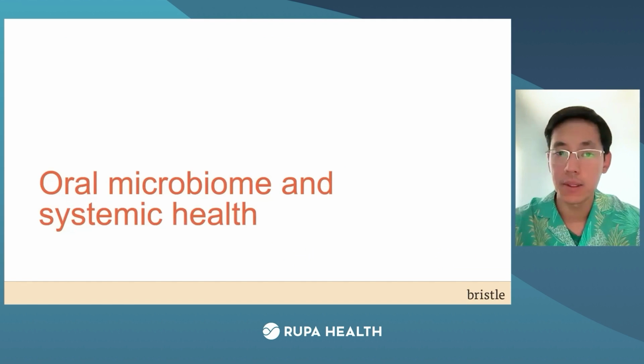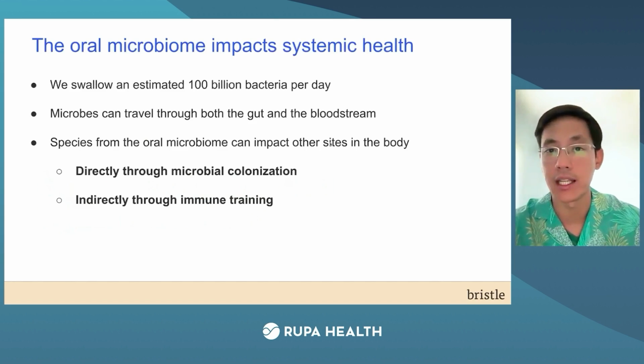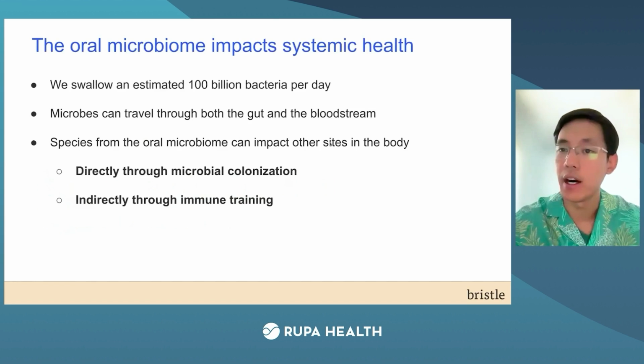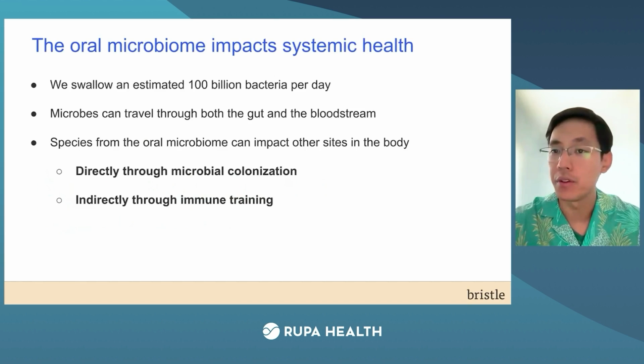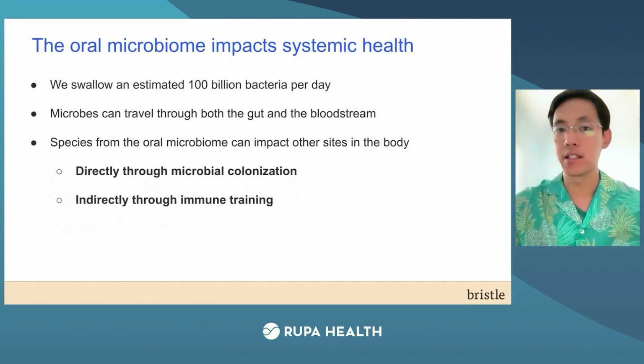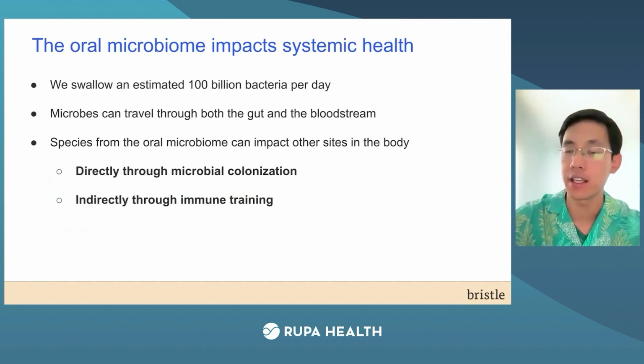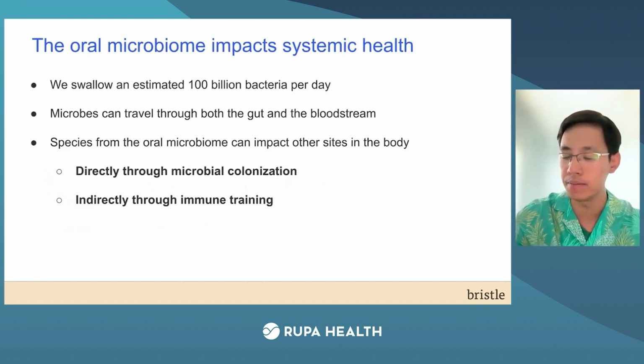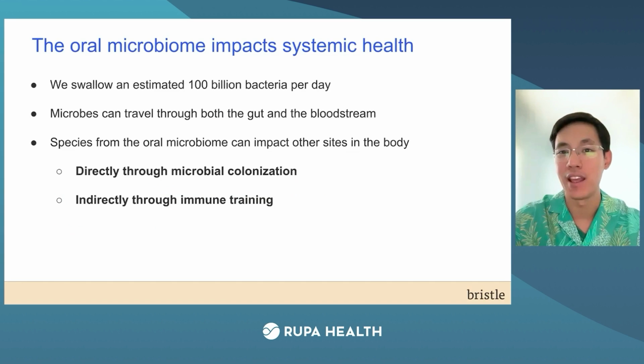And now we're going to talk a little bit about the oral microbiome and systemic health and how it affects the rest of your body. We swallow about 100 billion bacteria every day. And these microbes travel through the gut. Some of them will inevitably pass through the stomach acid and actually end up in the gut. They can survive that travel. And they can also travel through the bloodstream.